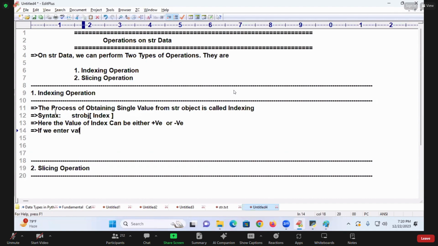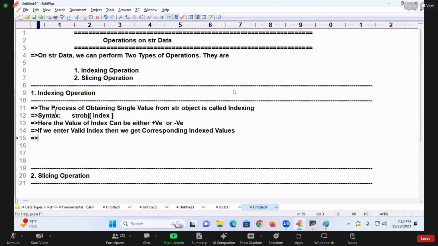a valid index, then we get the corresponding indexed value. If I enter 2, the corresponding indexed value is what? Tina, Ona, etc. will come. Are you following?